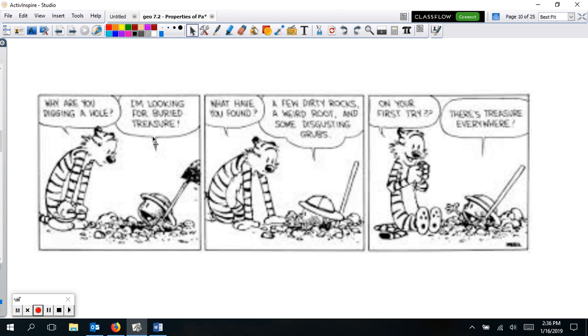So, one of my favorite kinds of cartoons has always been Calvin and Hobbes. All right, let's move on to parallelograms.